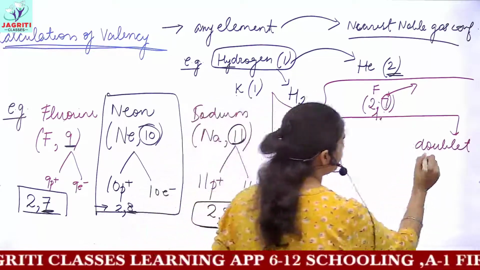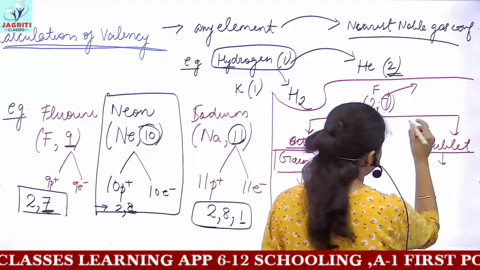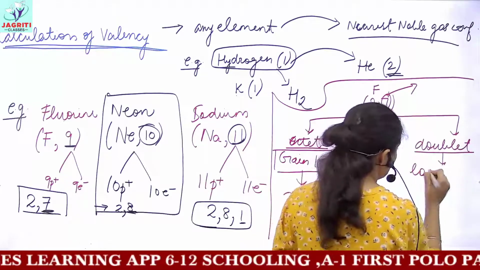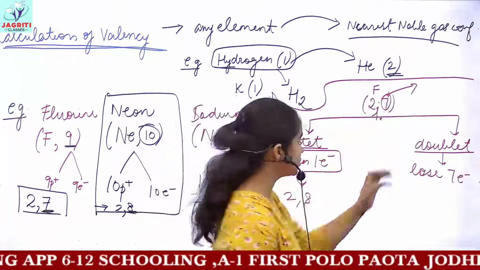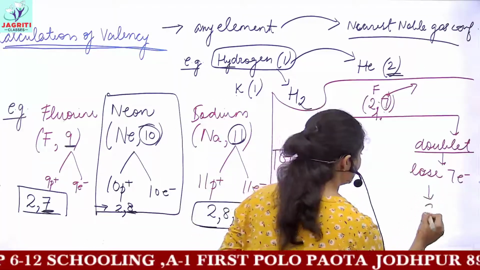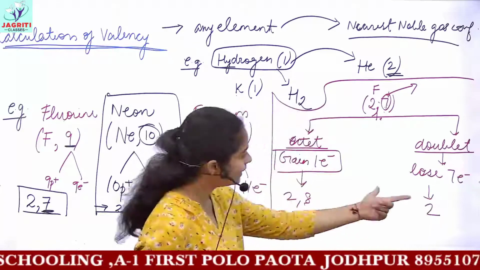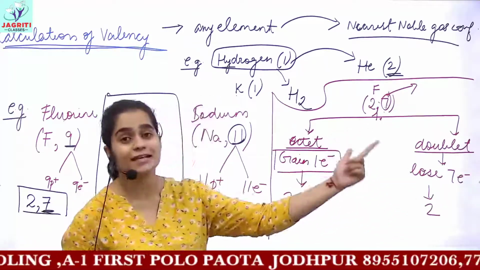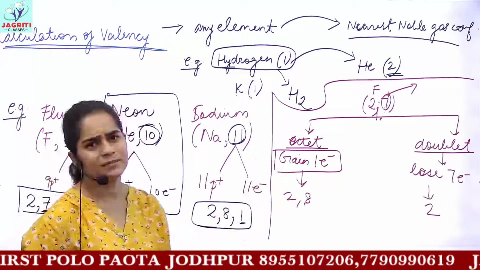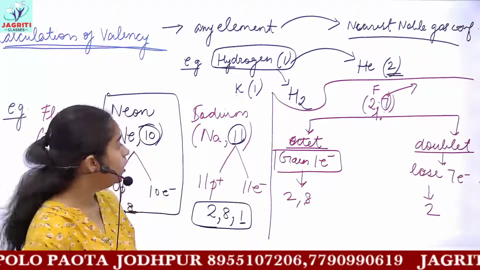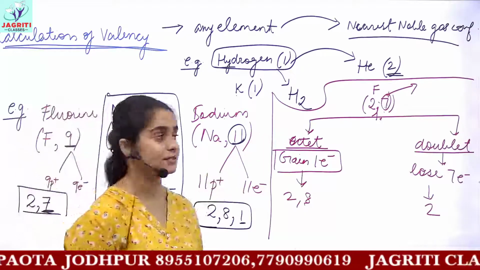So if it follows the doublet rule, it would have to lose 7 electrons. And if this fluorine loses 7 electrons, then it will be left with only 2 electrons, and 2 electrons in the K shell is stable according to your doublet rule. So these are both the possibilities which fluorine can easily do.